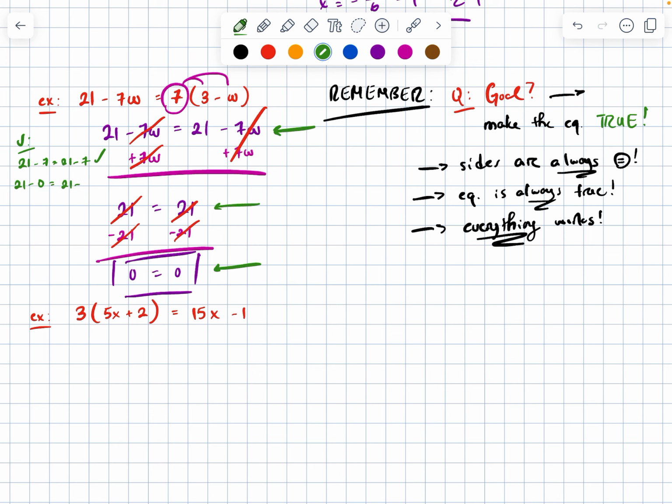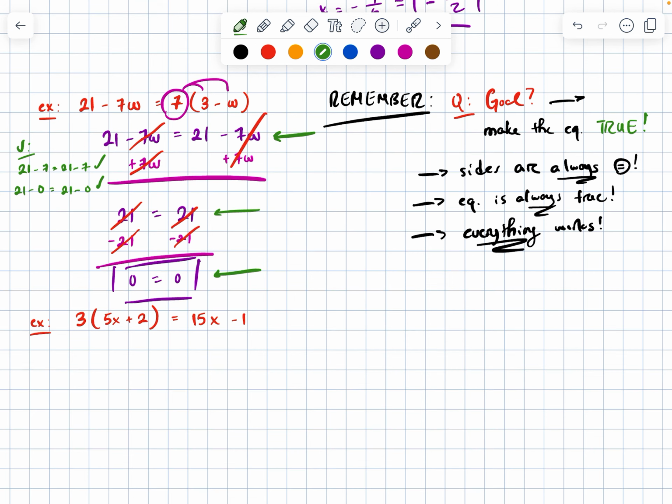Yeah. What if w is 0? Then that would be 21 minus 0. Is that equal to 21 minus 0? Yeah. I could keep going, and I hope that you'll see that no matter what I put in for w, both sides will still always be the same. So I have not one number that makes this equation true, but any number that makes this equation true. There is not just one solution, but infinite solutions.